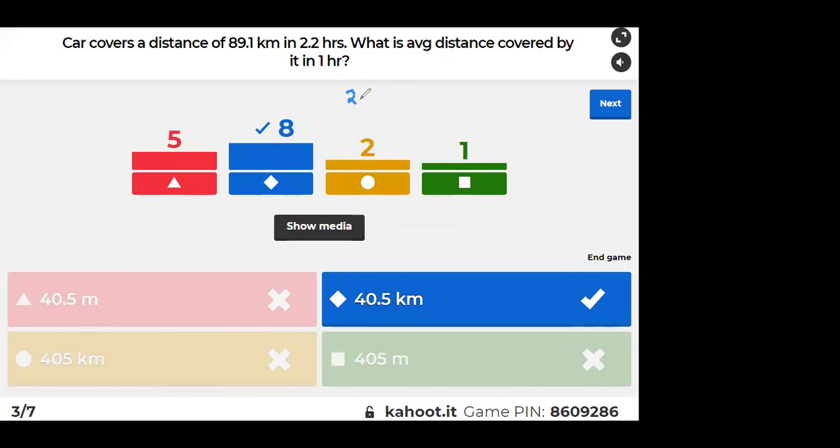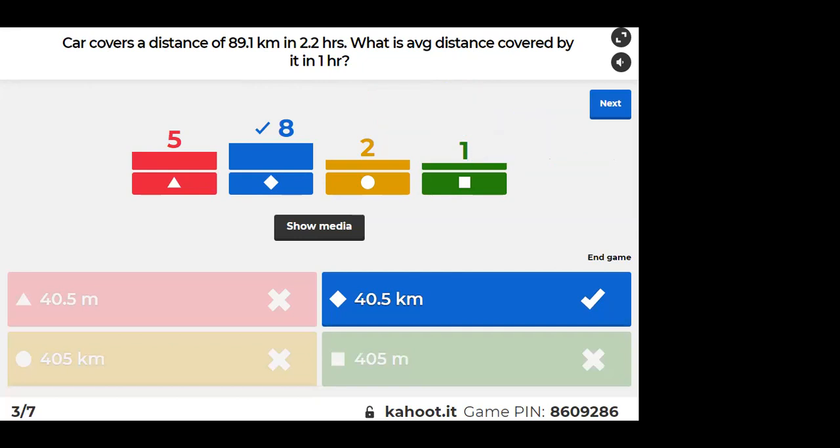So in 2.2 hours, the distance is 89.1. So in 1 hour, it will be 89.1 divided by 2.2. If you remove the decimal by multiplying by 10, you can divide it now. From 11, 2 times, from 81, how many times? 2 will divide this 40.5 times. 40.5 kilometer, because this is your kilometer.